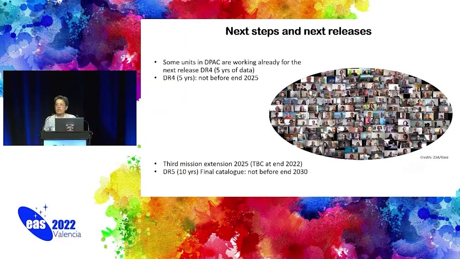Probably you want me to finish with some future perspectives, and actually I have to say that the data processing analysis consortium, composed of about 450 people around Europe and some colleagues around the world, has been working very hard to produce this DR3 release. But also, some groups in this team have already started to produce the fourth data release. More than a year ago, we started the computations and the treatment of the 5 years of observations to produce DR4.